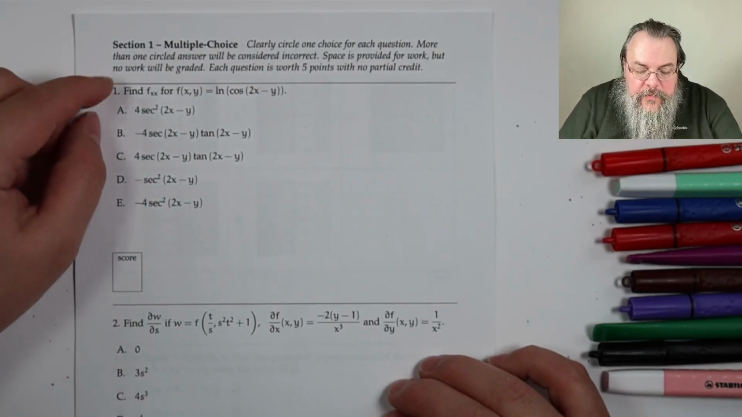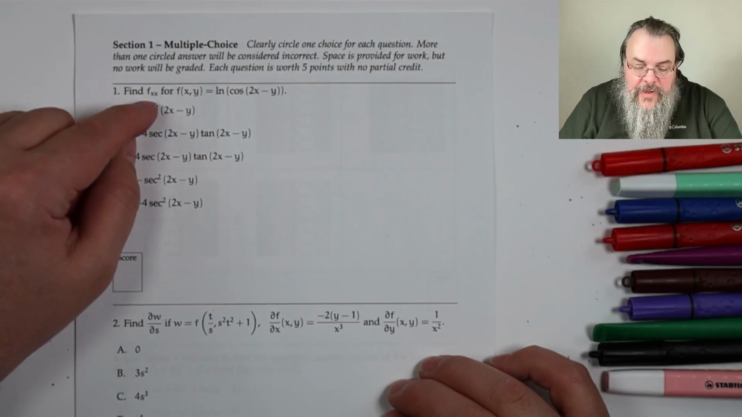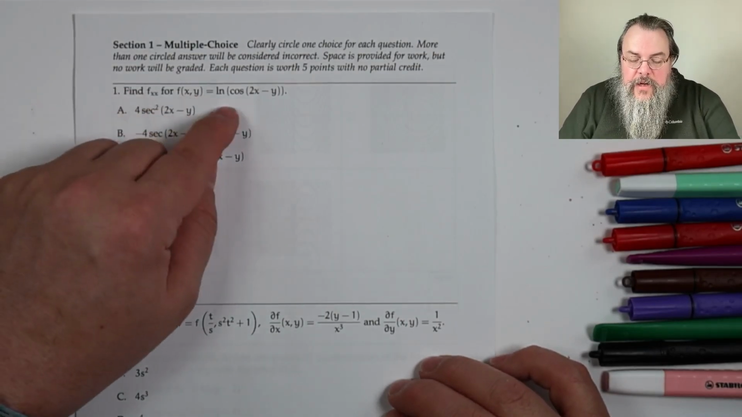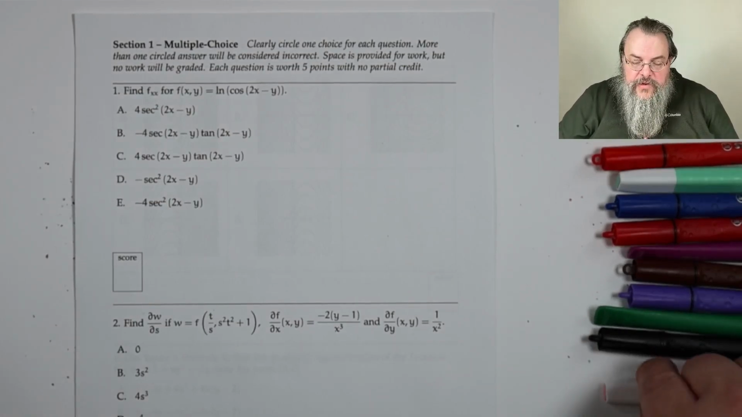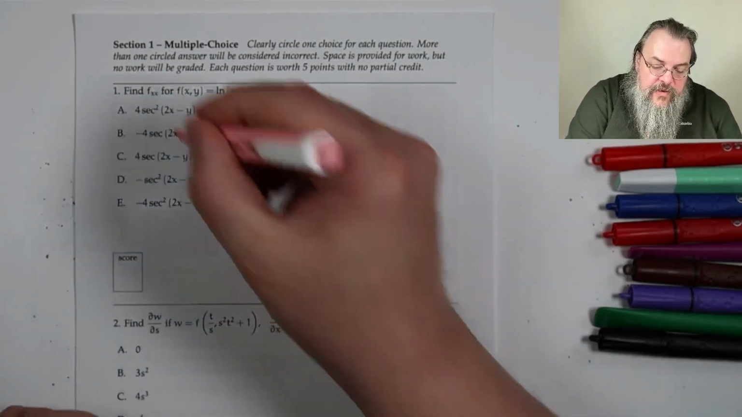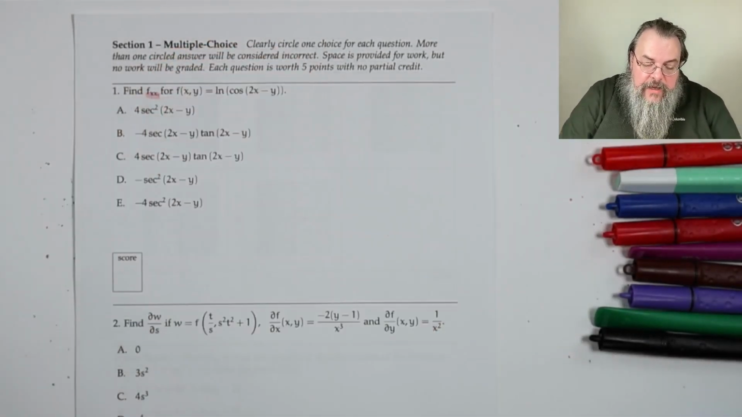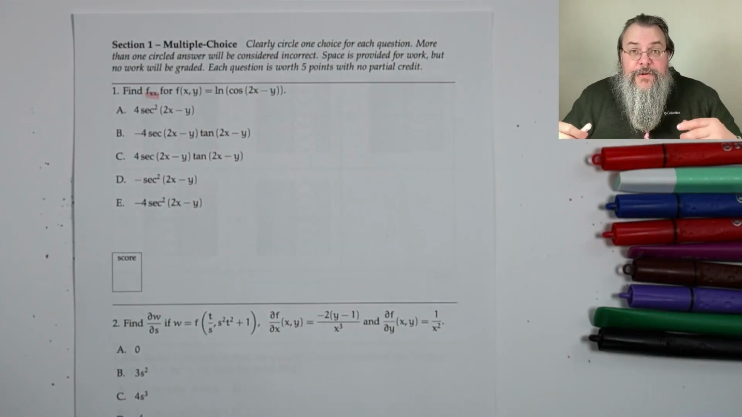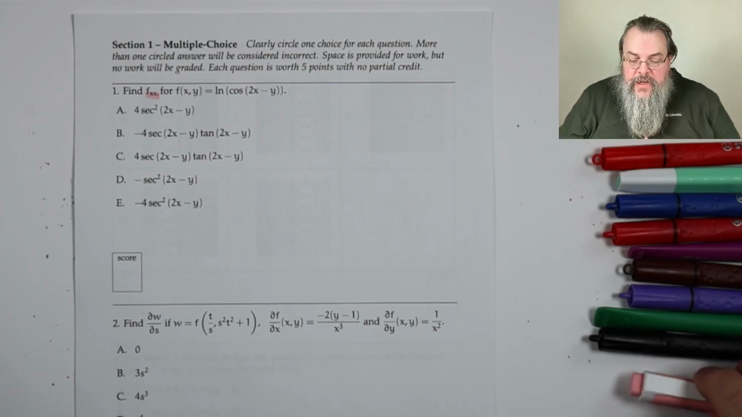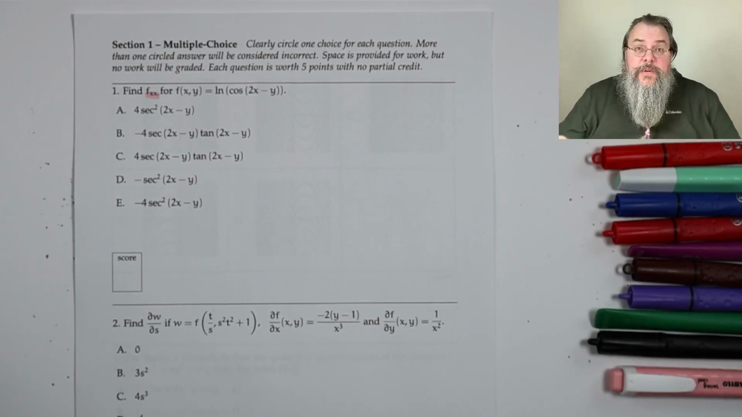First problem says find f sub xx for f(x,y) equals log cosine 2x minus y. And so we say, okay, make sure we understand what's being asked. It says f sub xx. Now, this is a notation for taking the derivatives. We can't use the prime notation anymore because there's multiple variables. And so this says take the derivative with respect to x twice.